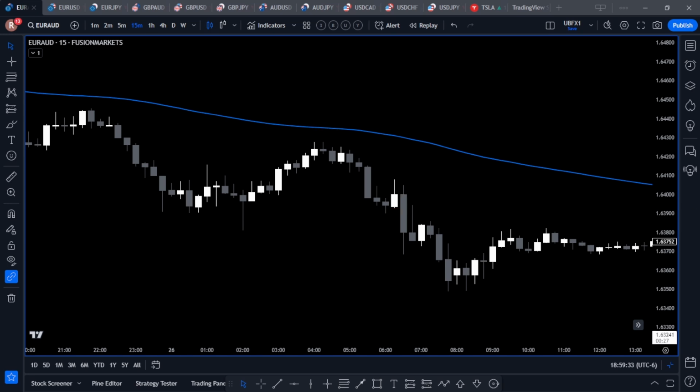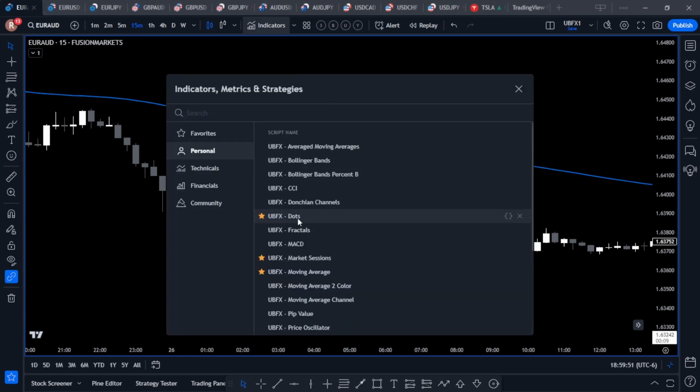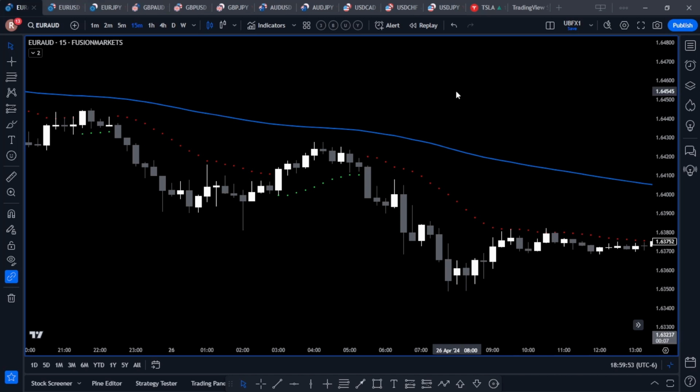So we've looked at the swing highs and the swing lows, which is the best way to place your stop loss. We've looked at the 1-bar stop, which is not a bad way to place your stop loss. This is going to keep your stop fairly close and fairly tight. Another way is with an indicator that I have called the dots. And I'll show you how to build this one. This is the dots indicator. The UBFX group uses this quite a lot.